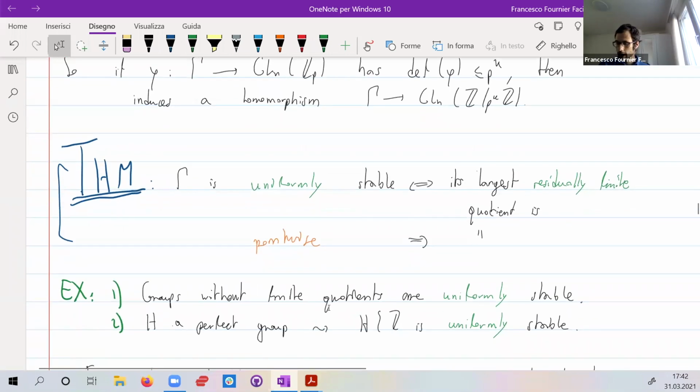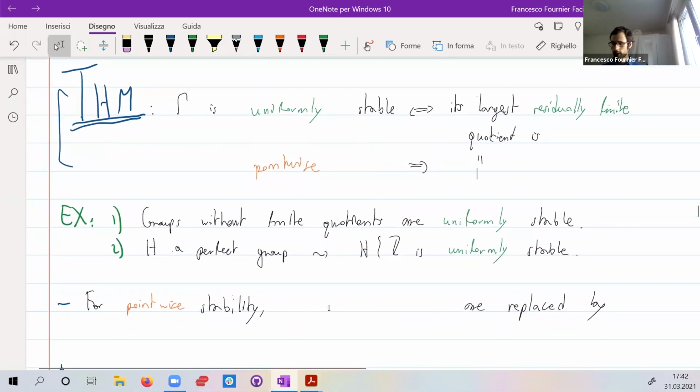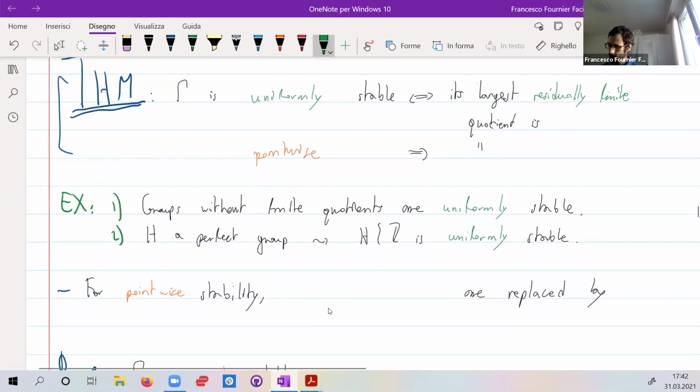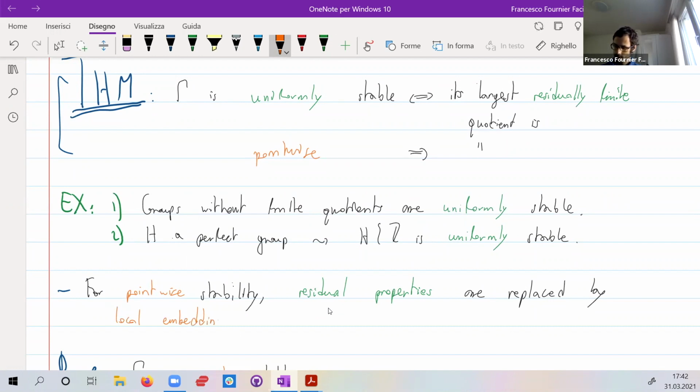Okay, and you also have a similar result for pointwise stability, but there, these residual properties, like residual finiteness, are replaced by local embeddings. What is a local embedding? If you know, good. If you don't, it's just a homomorphism that is locally defined. I won't go into much more detail, but it's sort of a local notion of homomorphism. So it makes sense that pointwise stability, which is about local behavior, replaces residual properties, which are global behavior, with local embeddings, which are again local behavior.